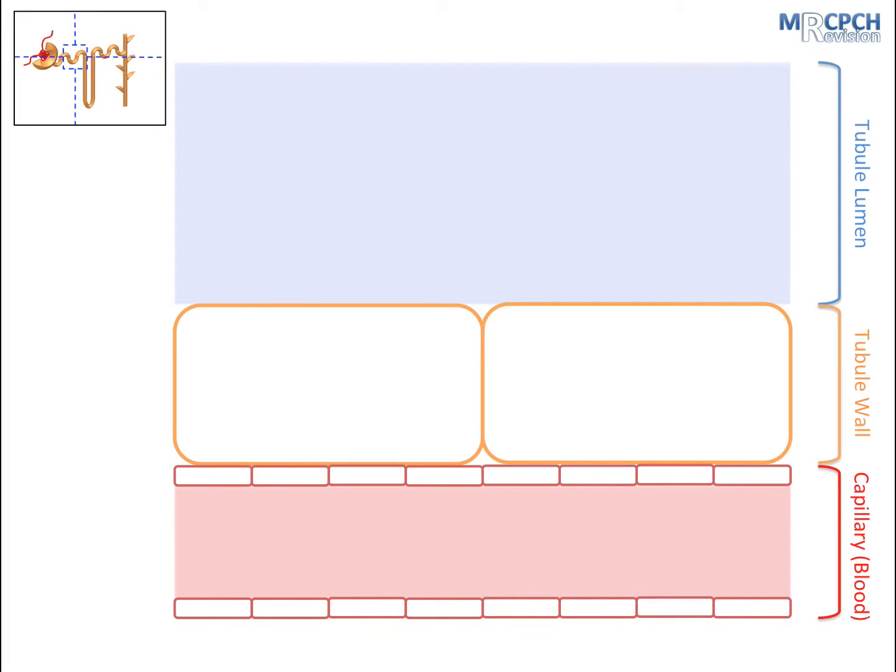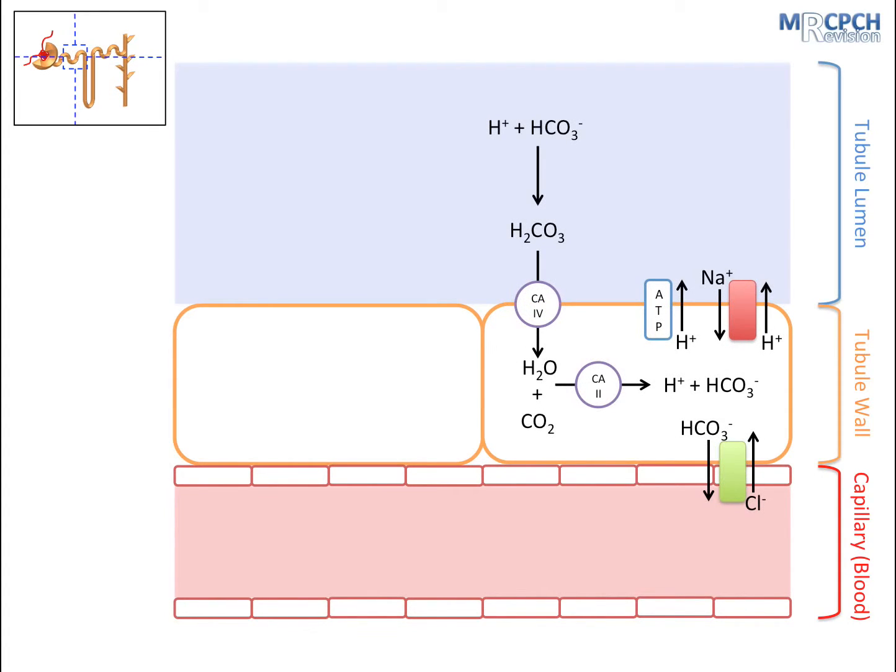So we'll recap that again on this slide. Back again, the filtered proton and bicarbonate join up to form carbonic acid, that then joins up with luminal carbonic anhydrase 4 to form water and carbon dioxide, which is then taken up by carbonic anhydrase 2 and converted into protons and bicarbonate. The bicarbonate is then exchanged with chloride from the circulation, and reabsorbed into the circulation. And the protons are either actively secreted by a proton ATPase or exchanged for sodium from the filtrate. The protons are then excreted in the urine, and the bicarbonate is reabsorbed into the blood.